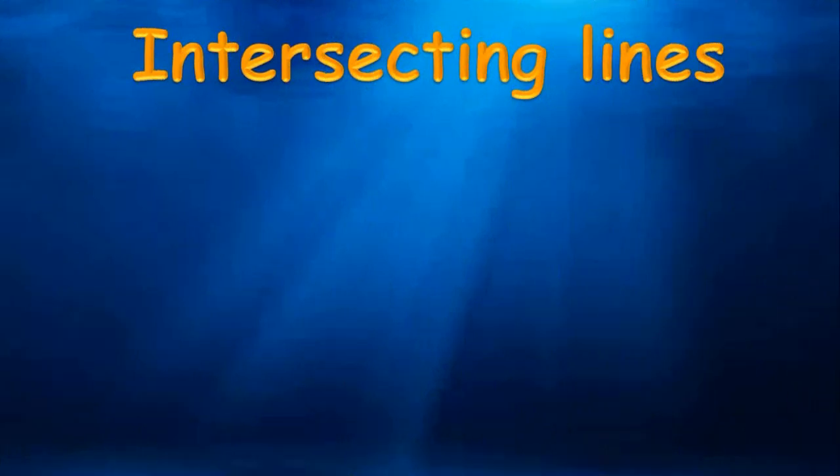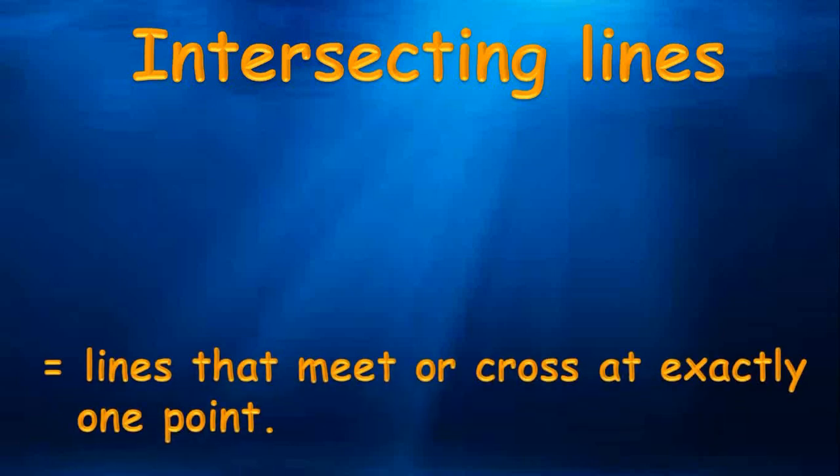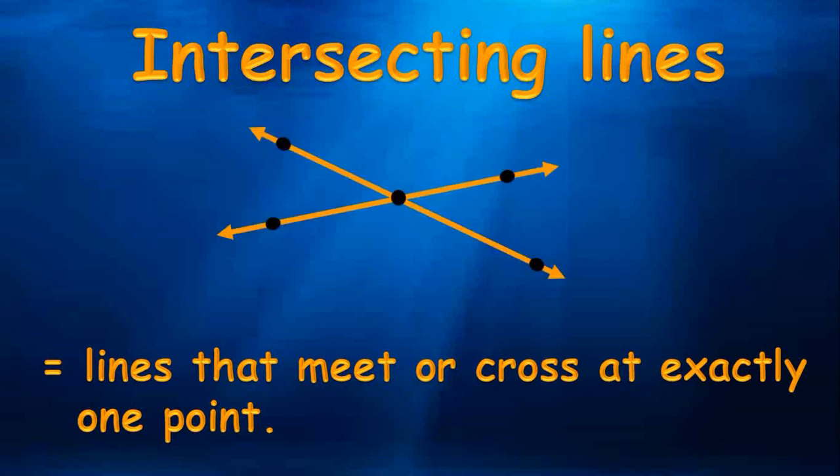And the last one is the intersecting lines. What exactly are intersecting lines? These are lines that meet or cross at one point. An example is a line KL that intersects line MN at point O.